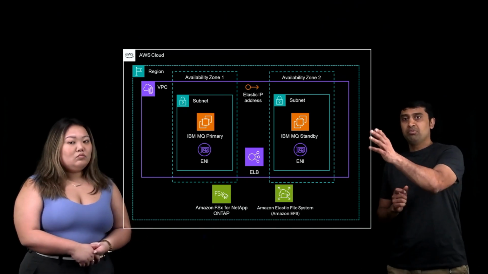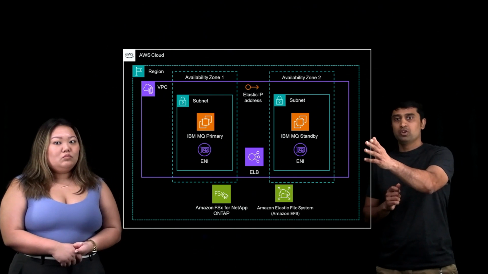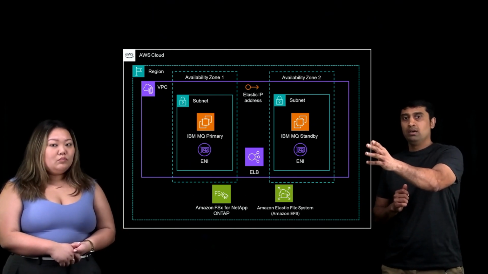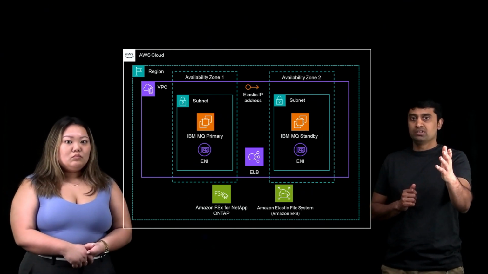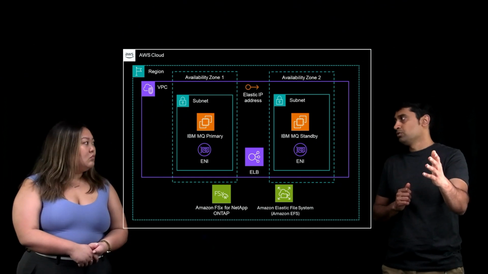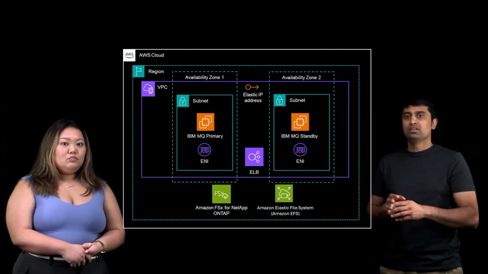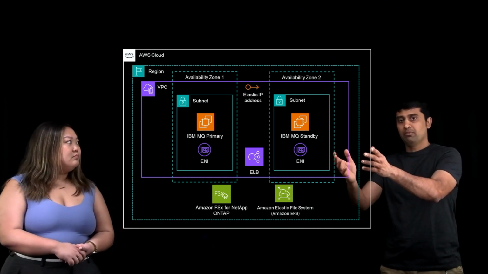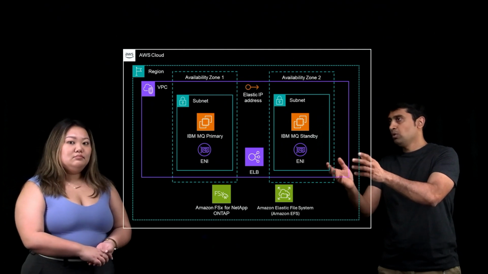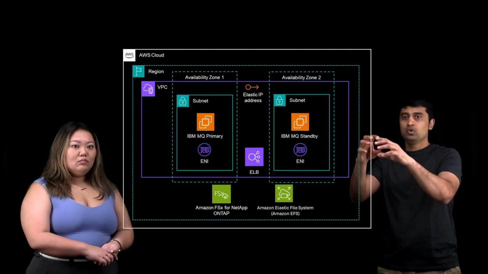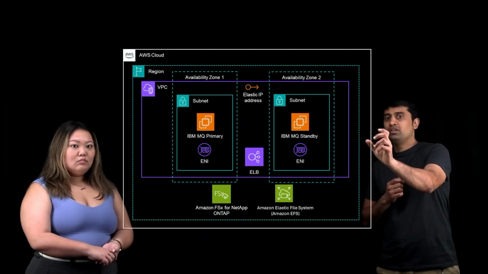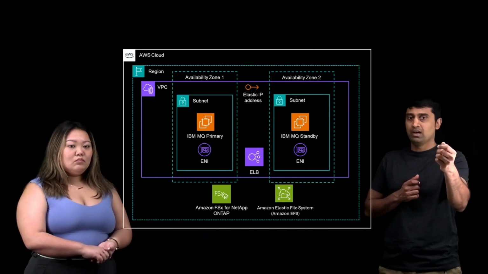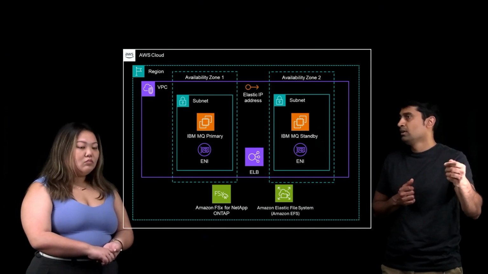You would see a primary instance of IBM MQ running in availability zone 1 with a standby instance running in availability zone 2. The way this works is you set up your IBM MQ primary on one EC2 instance in one availability zone, and then you extract the command that you need to run in order to set up a standby in the other availability zone, and you do that.